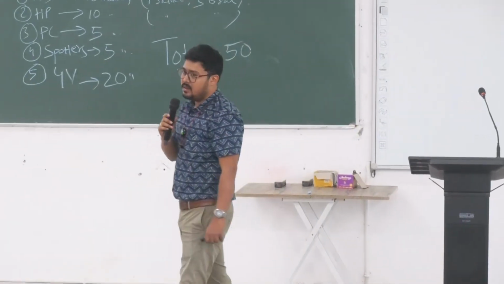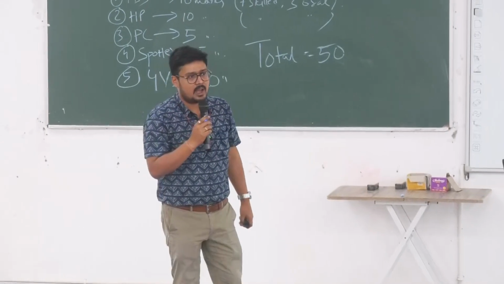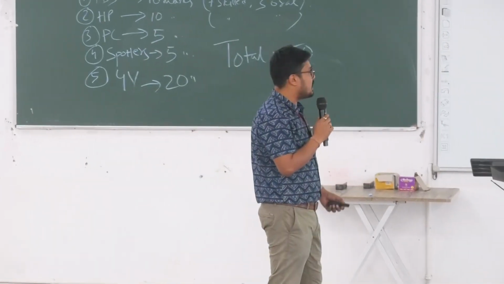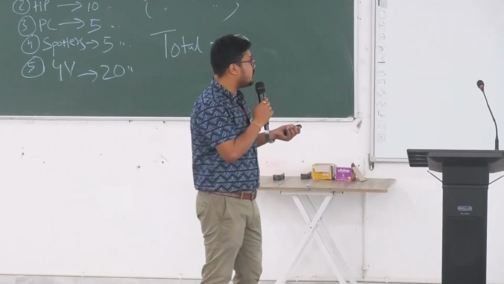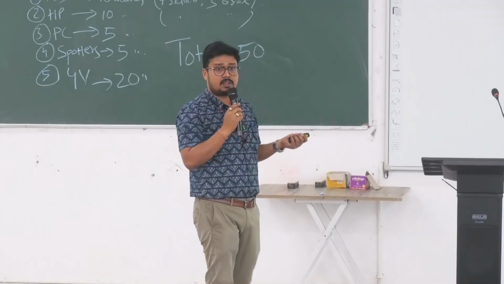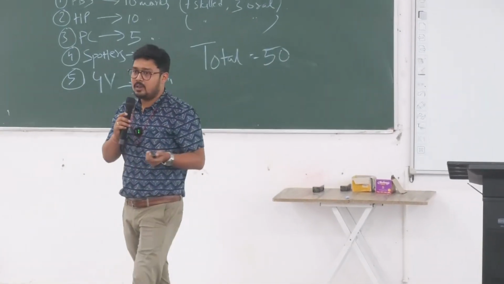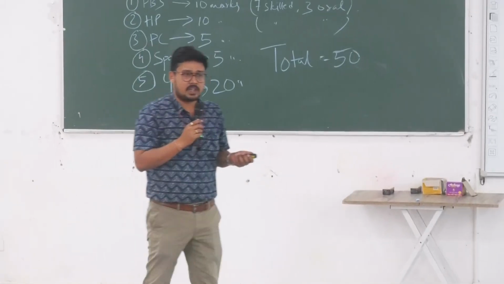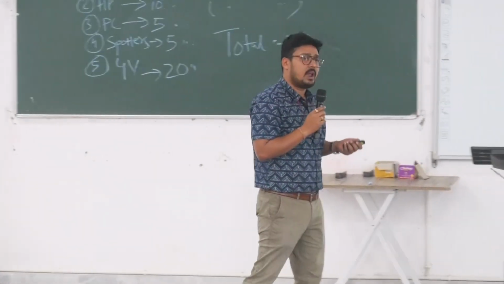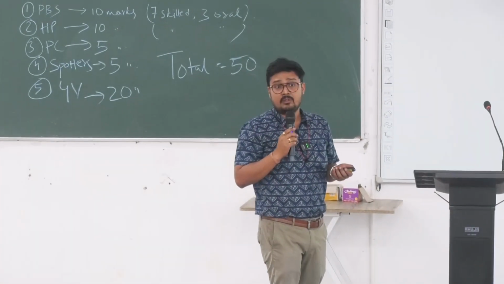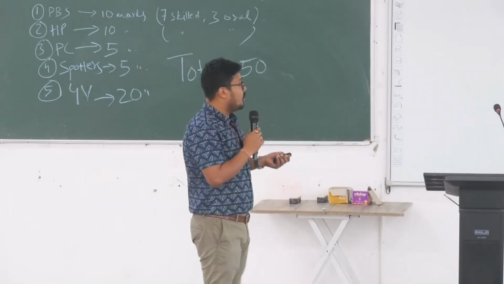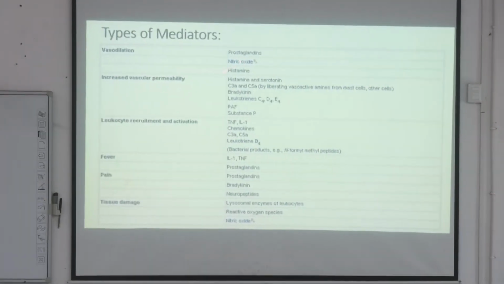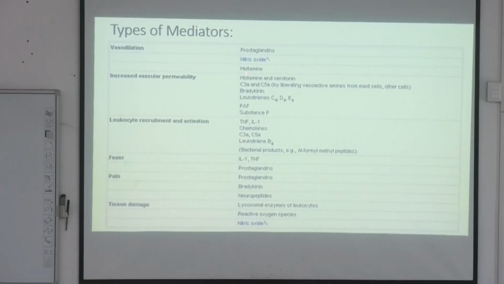So the main functions of cell-derived or plasma-derived mediators: the most important is vasodilatation. Without vasodilatation, acute inflammation doesn't initiate. The process of acute inflammation starts with vasodilatation. So the most potent vasodilators are prostaglandin, nitric oxide, and histamine.